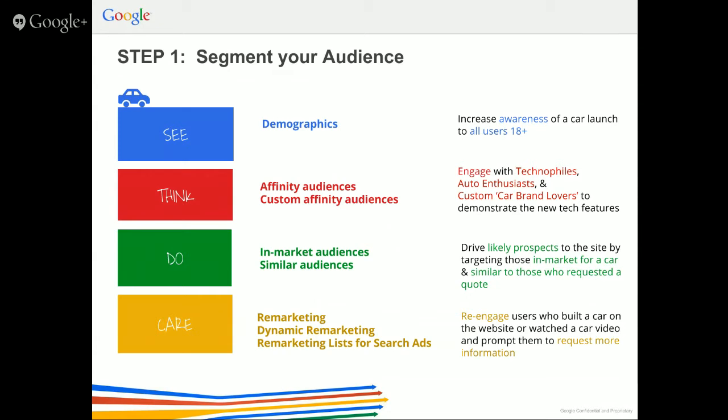The next step is the do phase, where you can actually use in-market audiences or similar audiences, where you engage with the people who are likely to buy your car. So they are the low-hanging fruit, the key prospects you want to interact with. And then the last phase, which is the care phase, you can use remarketing or dynamic remarketing, or even remarketing on search, to re-engage with those users who maybe built a car or bought a car on your website.